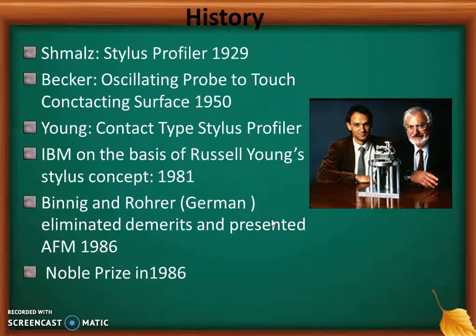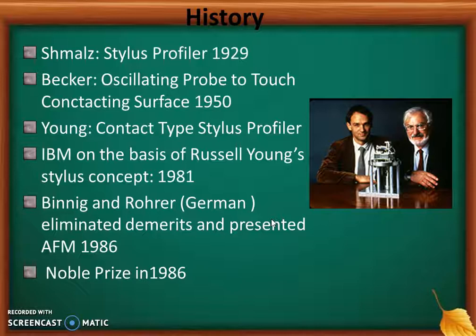If you see the history, the work on AFM was started in 1929 by manufacturing the stylus profiler, and that work was further extended by Becker in 1950 by presenting the oscillating probe, which was able to touch the sample surface. In 1970, Young presented a contact type stylus profiler, and a fruitful result came in 1981 when IBM presented the AFM on the basis of Russell's and Young's stylus concept.